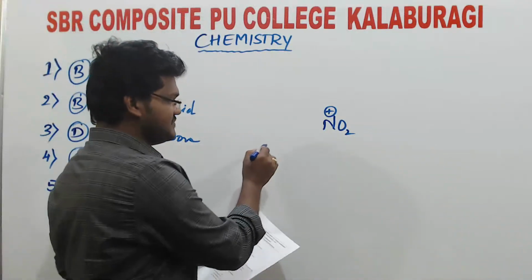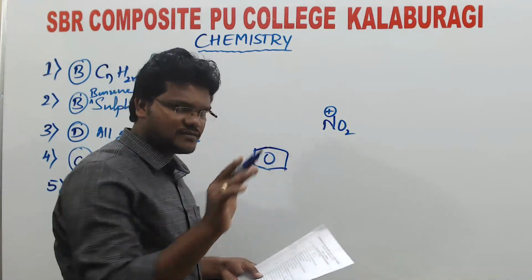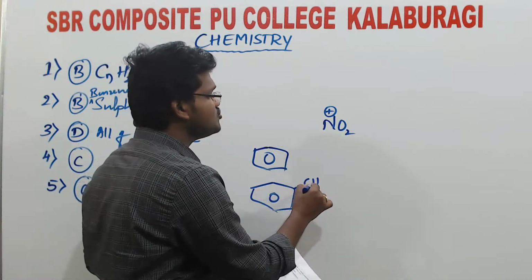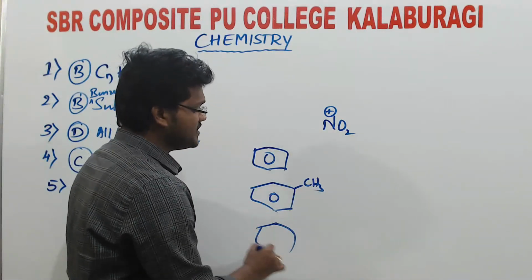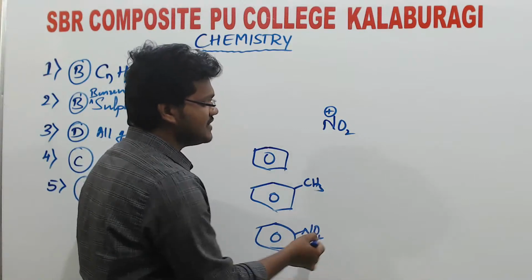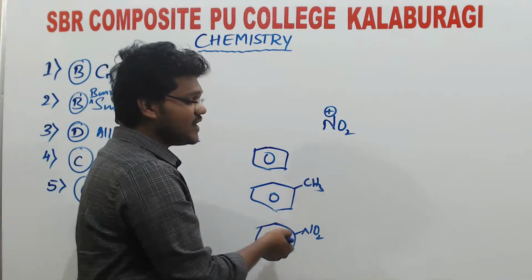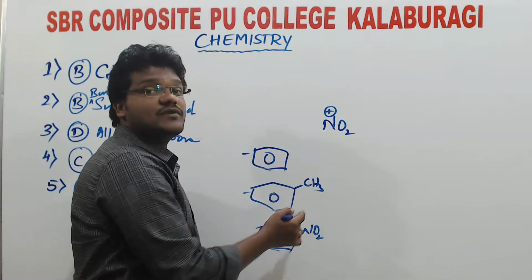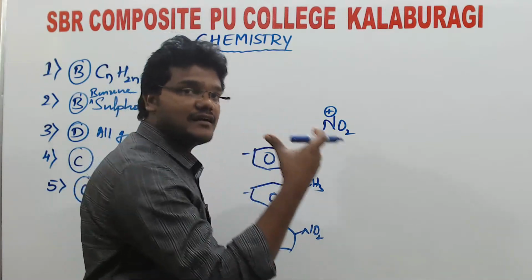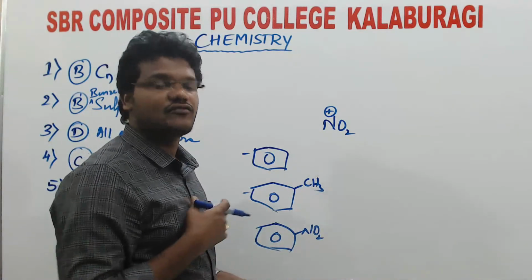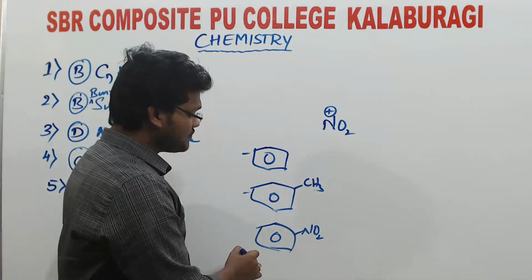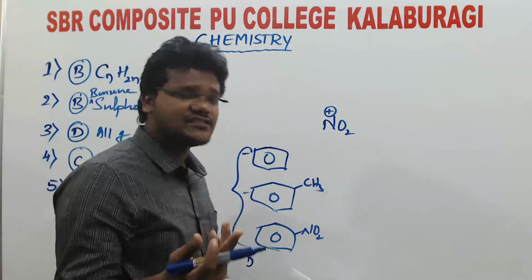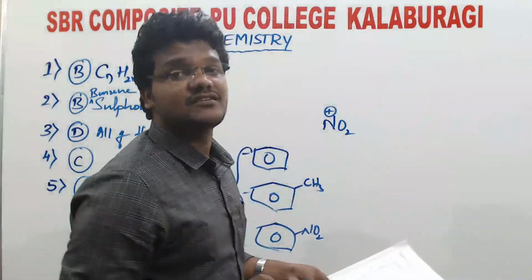Option A, benzene: yes, it will undergo electrophilic substitution reaction. Option B is toluene, and the third one is nitrobenzene. Nitrobenzene is ring deactivated. It won't help electrophile to come and attack. So either this one or this one. Among these two, addition of methyl group will further increase the ease of electrophile attack. So among these three, one is more reactive towards NO2 plus. The reaction of NO2 plus is easier in case of toluene.